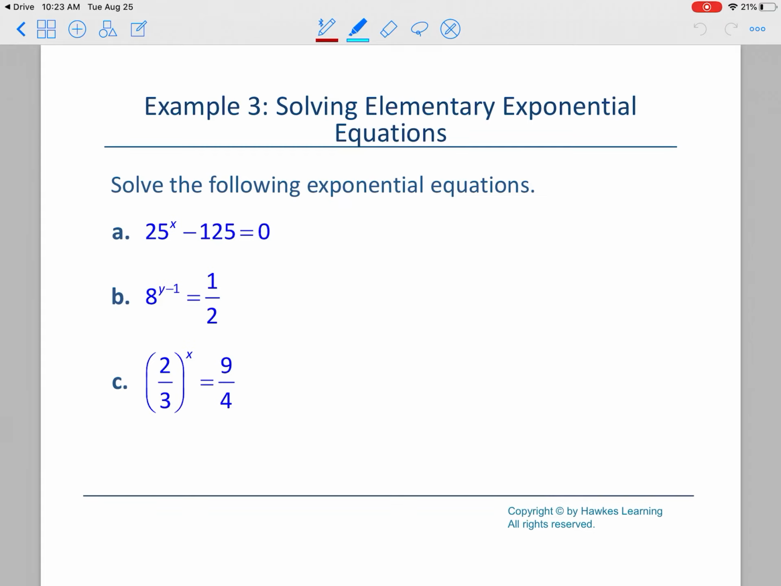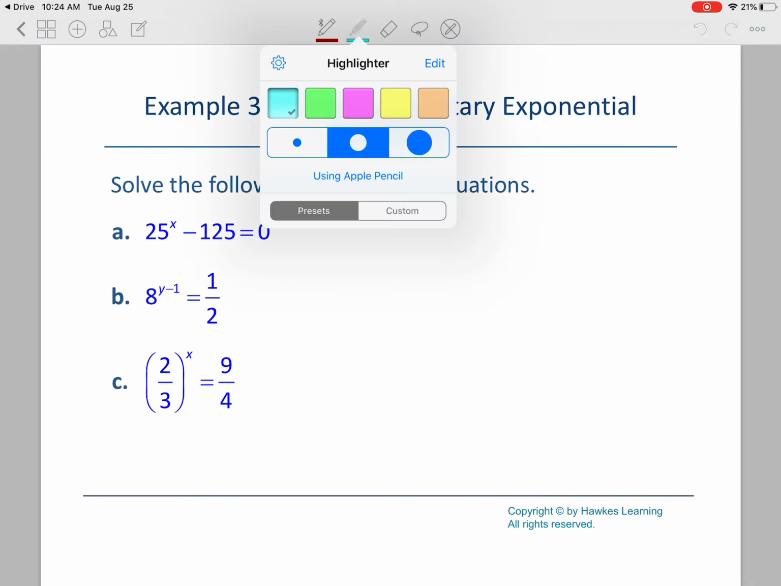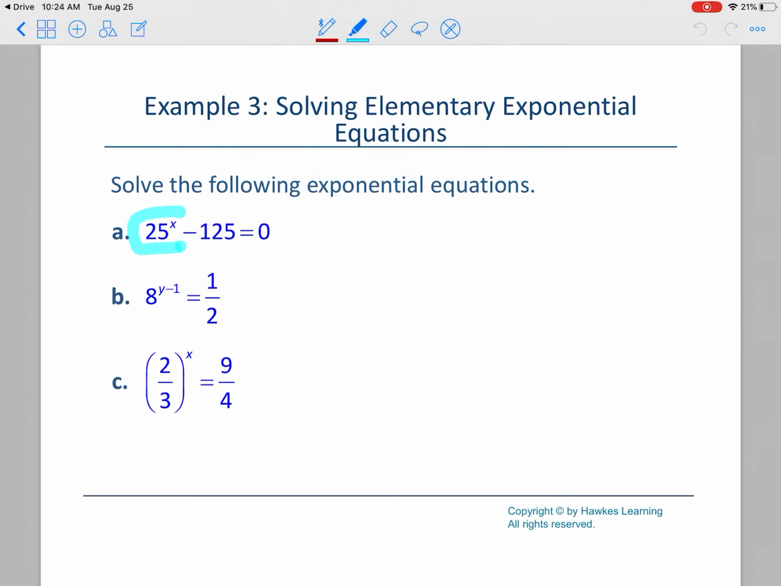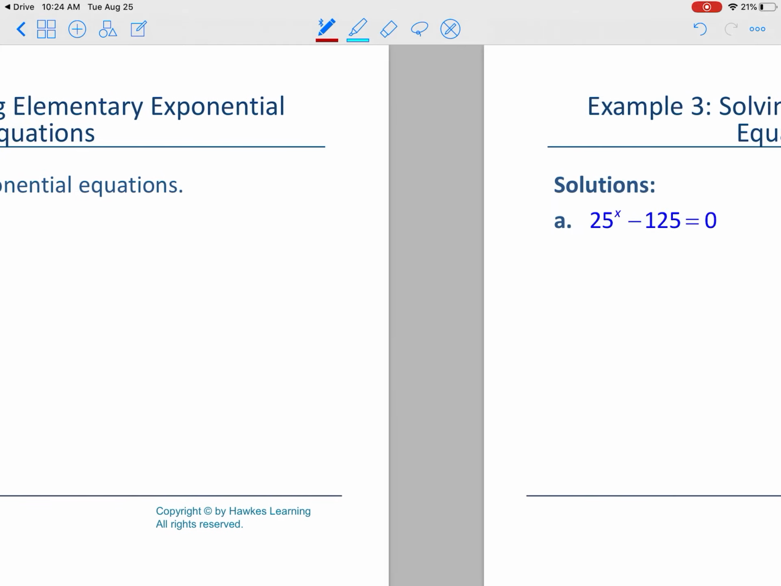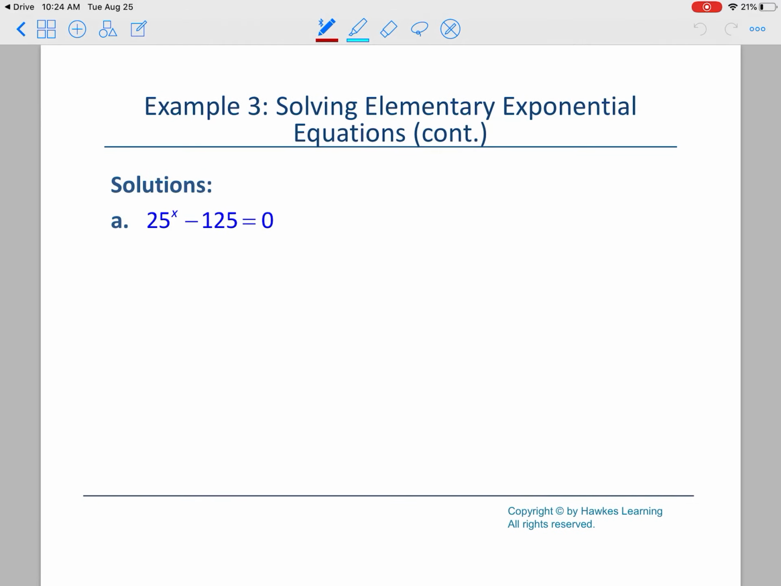So the first one, 25 to the x power minus 125 equals 0. Well, first thing I have to do is I have to get this 25 to the x all by itself. Okay, so I'm going to come back over here. To get the 25 to the x all by itself, because it says to get that exponential part isolated, I'm going to add the 125 over. I'm going to get 25 to the x equals 125. Okay.